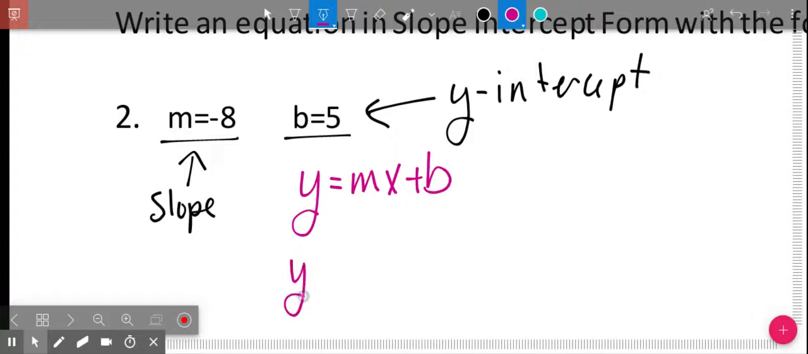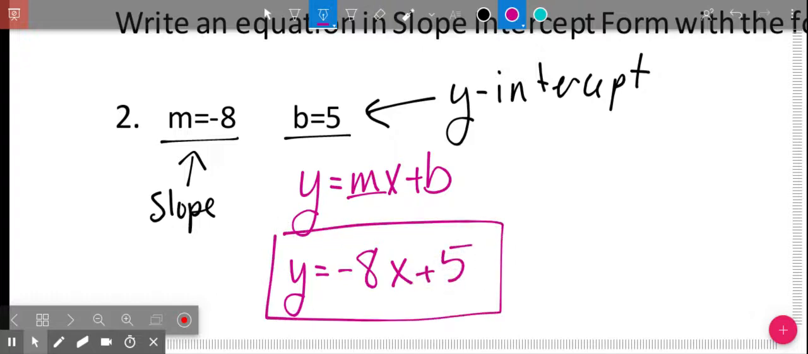So I'll have y is equal to, instead of an m, now I can use my slope of negative 8x. That's a really steep slope. And then my b value, my y-intercept, was plus 5. That's all I have to do. I just plugged everything in. Now we could graph this: plot the point at (0, 5), and then my slope is negative 8, so go down 8 and over 1, and that's how we would graph that.